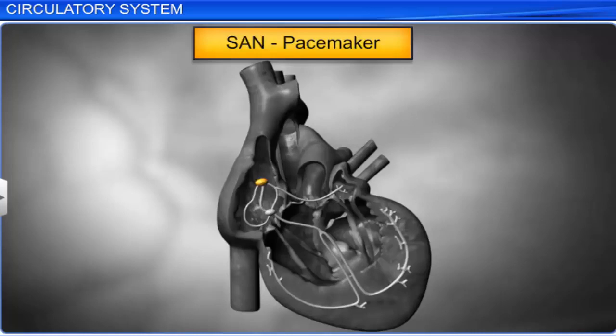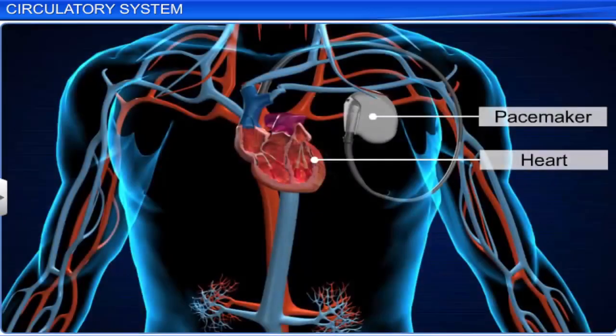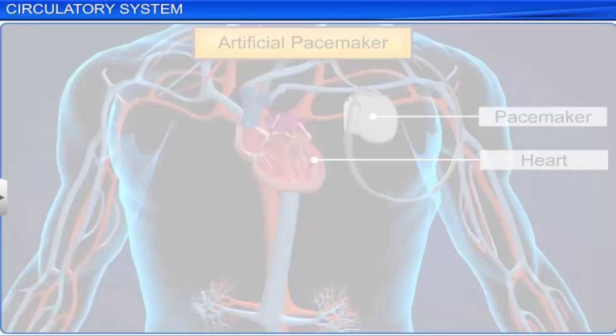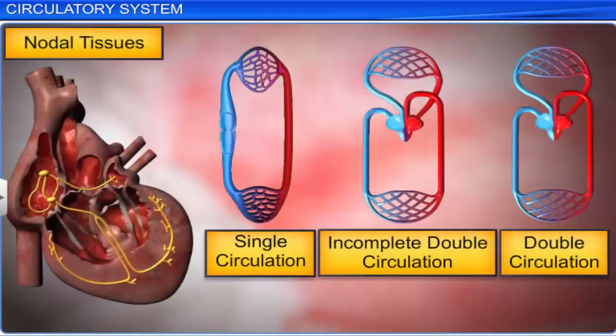In some cases, an artificial pacemaker is used in individuals suffering from heart problems relating to the SAN, which generates action potentials or electrical impulses in place of the natural pacemaker, the SAN. Thus, the transmission of action potential to different parts of the heart is essential for blood circulation.